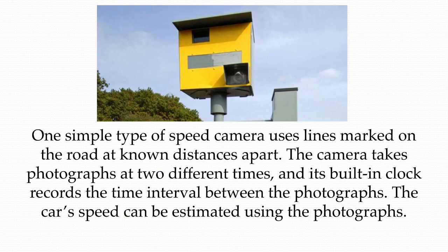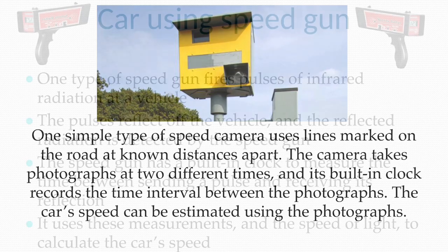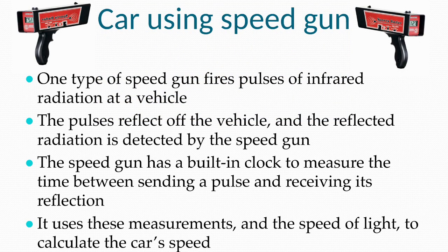One common form of speed camera relies on lines marked on the road at known distance apart. The camera takes 2 photographs very quickly with a known time difference between them, and then the 2 pictures are compared to see the distance that the car has travelled in that time period. One type of speed gun fires pulses of infrared radiation at the vehicle. The vehicle then reflects those pulses back, and the speed gun detects the time difference between when the pulse is sent and when it is received.